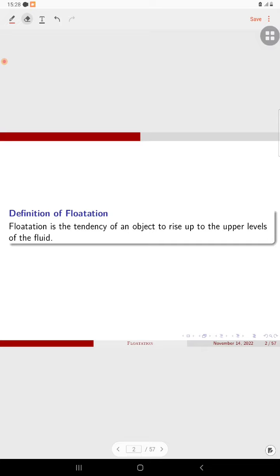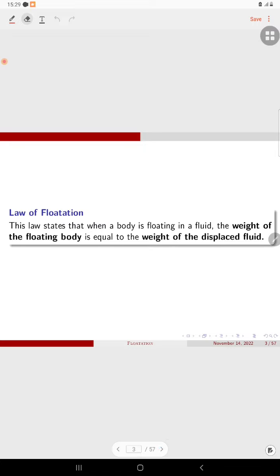The body is floating. So Archimedes, great scientist, came out with one of the laws of flotation. And it is saying that when you have a body and that body is floating in a fluid, then the weight of the floating body is equal to the weight of the fluid displaced. What are we trying to say?